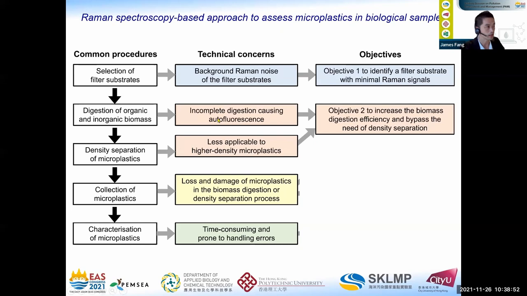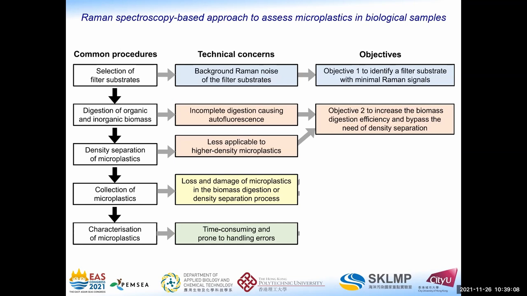Incomplete digestion will cause some problems. For example, in Raman spectrometry, as you know, a lot of biological materials have autofluorescence. This autofluorescence is the major interference to the Raman signal in the analysis.